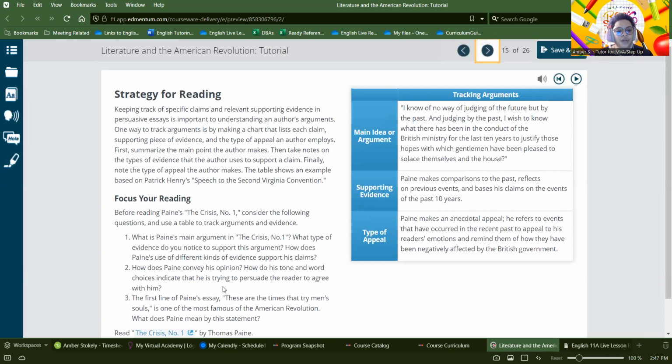But I will go over the strategy for readings, right? So the summary of this slide is pretty much to make a chart that lists all of the claims that are made. So if Paine makes a statement in The Crisis, any statement that sounds like something he wants you to believe is true, it makes sense to write down what that point is and then try to connect it to what he says afterwards to make the point.